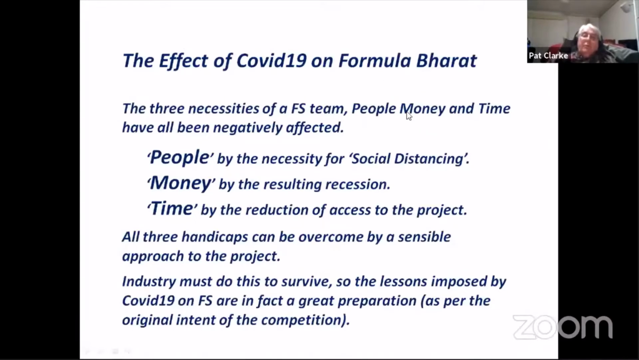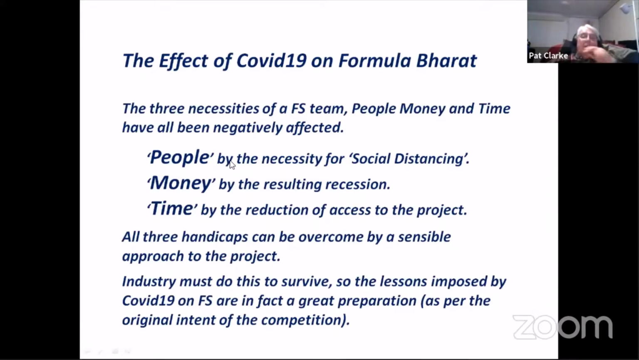I have 3 rules, one of Pat's 3 rules. There are 3 things that you need to have a viable Formula Student team. You need people, you need money, and you need time. One of Pat's rules of 3. We can't overcome them all.